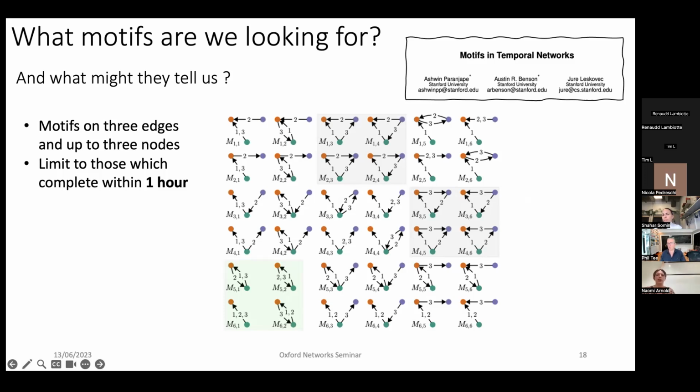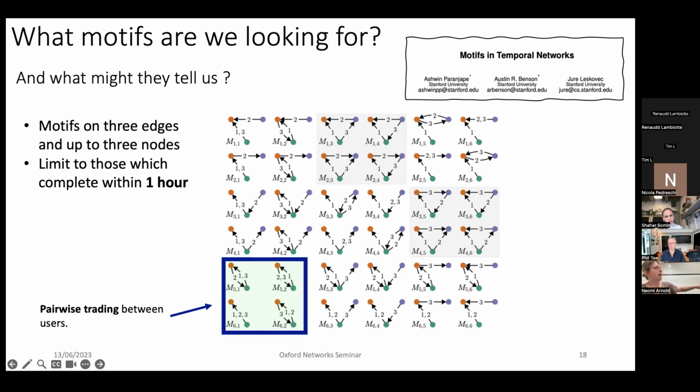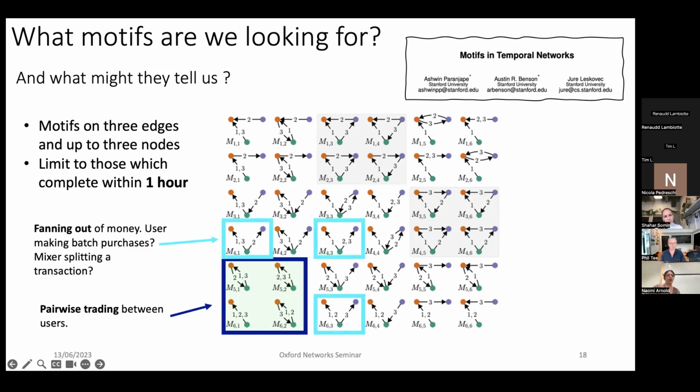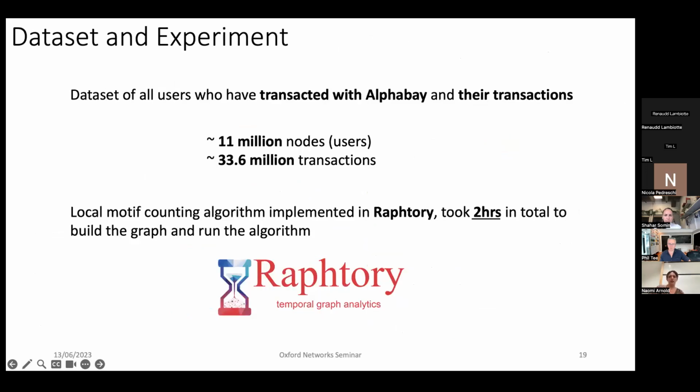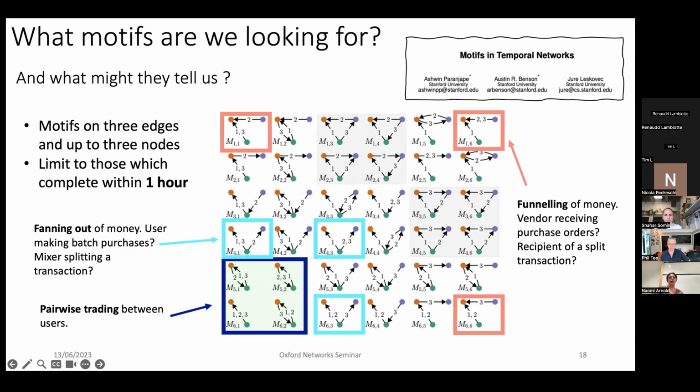So to break up the grid into more meaningful classes, in this bottom left corner there are motifs that happen just on 2 nodes, which are back and forth between 2 individuals. There are motifs which are all outgoing from 1 node, possibly representing a fanning out of money. There's the opposite of that where money's all incoming, and then in these slightly greyed sections here are the motifs which actually form a triangle. Everything else is a mixture of incoming and outgoing from 1 central node.